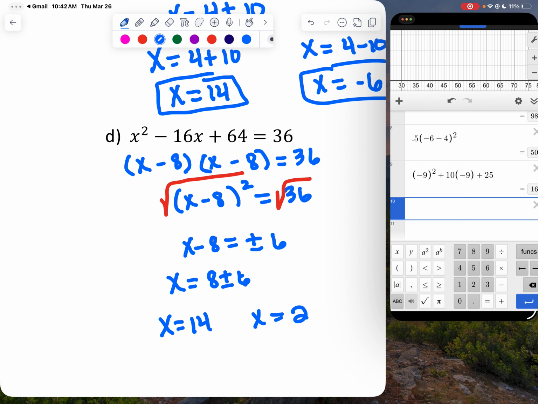So when I check it, parenthesis 14 parenthesis squared minus 16 parenthesis 14 plus 64, and that checks out. Now change the 14 to 2. And that also checks out.